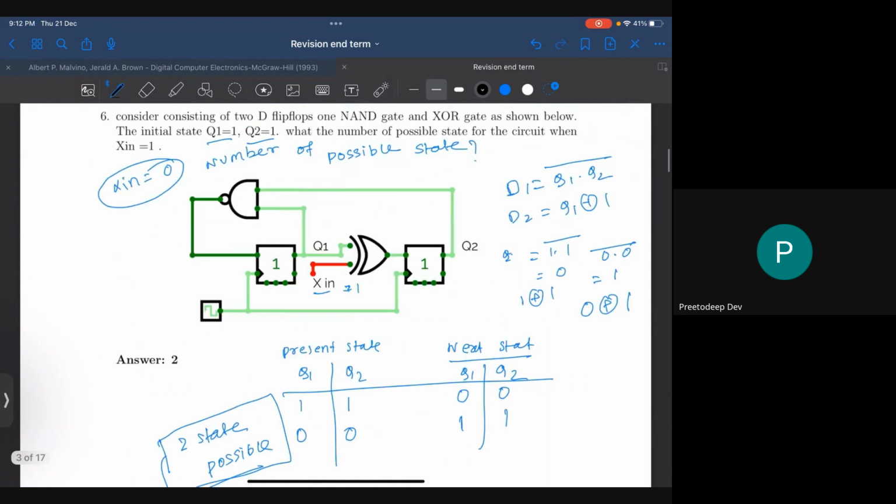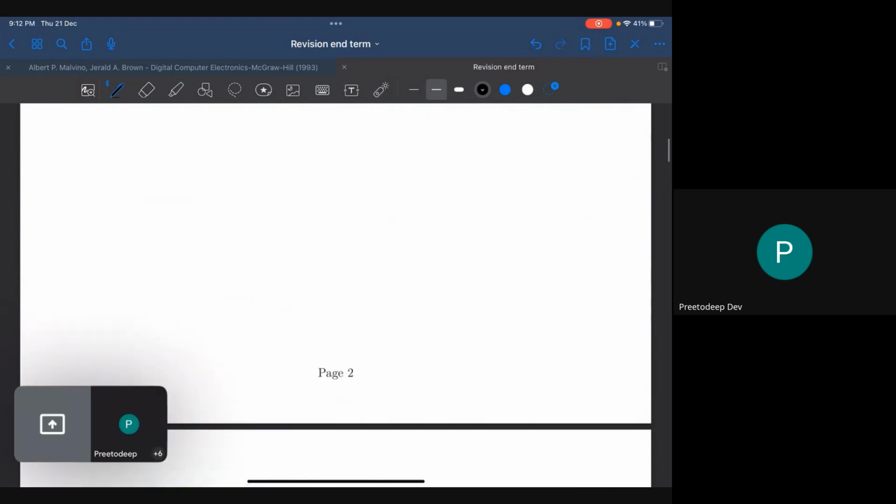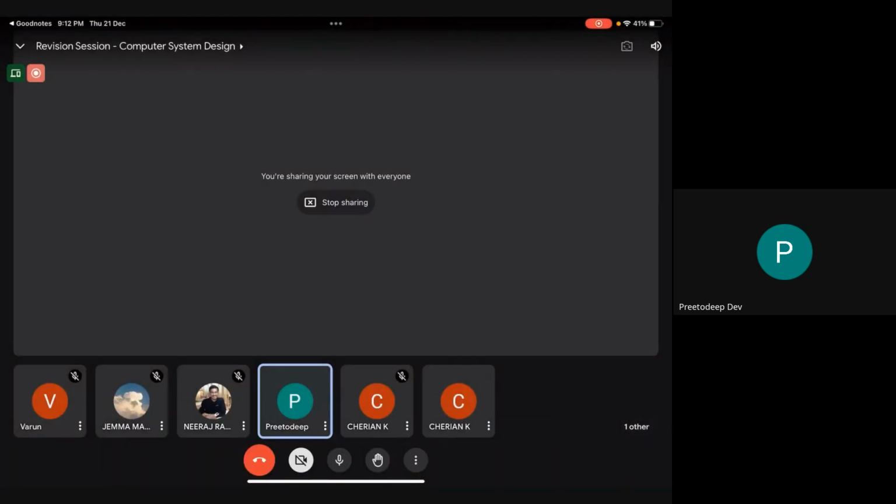So any doubt? I was wondering, will there be any questions from week 11 and 12 on micro instructions or timing state and all that? No, there will be no such question. Basically, we'll cover up to max week 11, like complements, 2's complements, 1's complements. Okay.